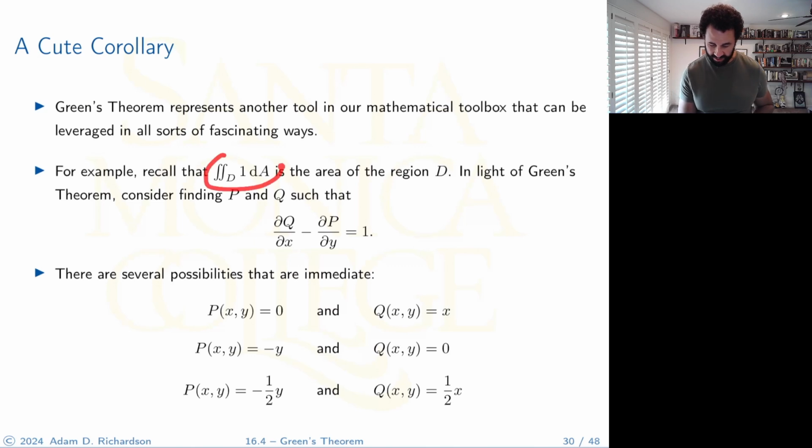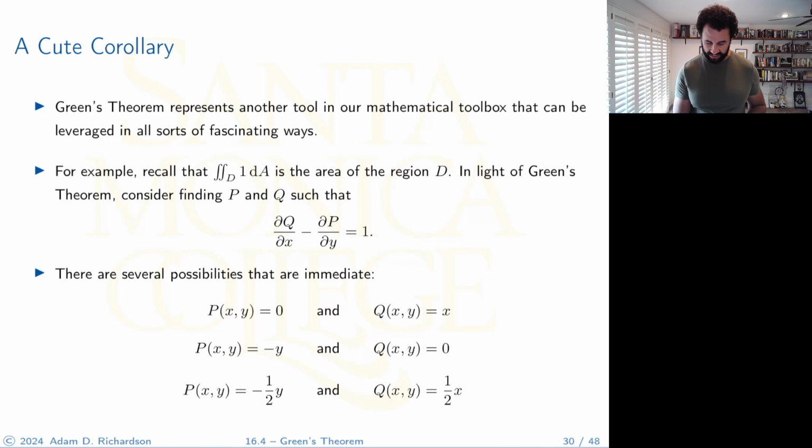Remember that this double integral is the area of a region D, back from section 15.2, maybe. This will give you the area of the region D. Now, in light of Green's theorem, because Green's theorem gives us a connection between this double integral and the integral over the boundary, right? Let's find P and Q such that the difference in these partials is equal to 1. Let's do that.